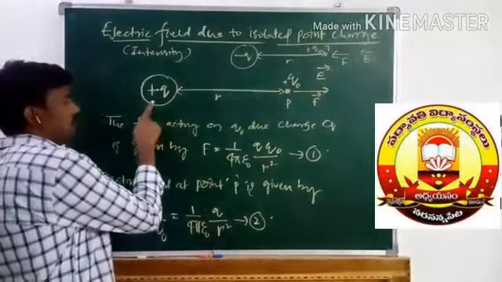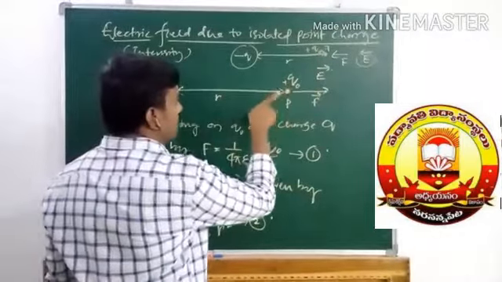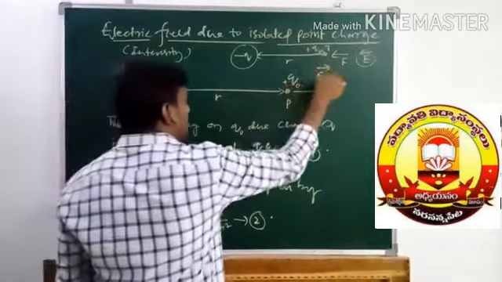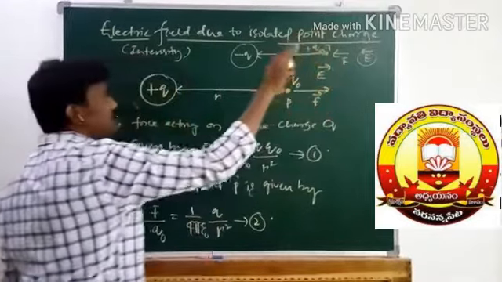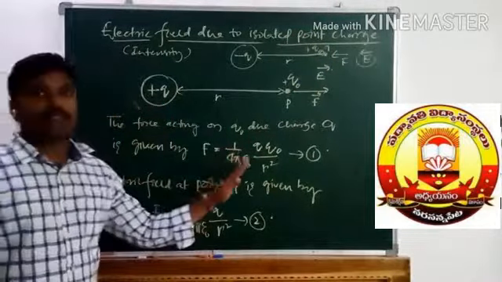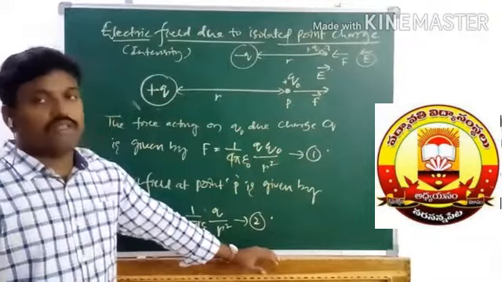Whereas if you take plus Q here, it is going to repel this Q naught. So force will be away from this Q, and automatically electric field strength is also going to be away from plus Q. This is going to be very important in upcoming concepts. You have to remember this. Okay.